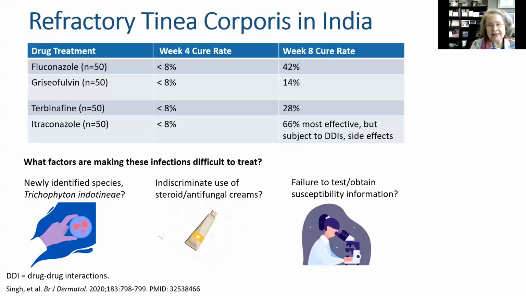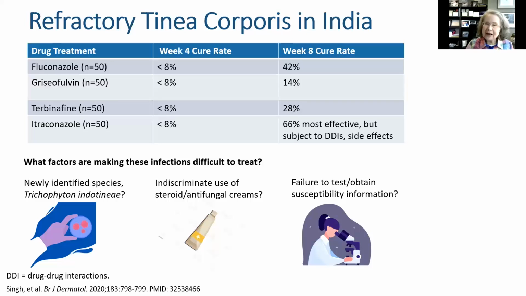Here's the problem in India. There are two things going on. We have dermatophyte resistance from our friendly Trichophyton rubrum and probably Trichophyton mentagrophytes also. But we also have the newly identified organism, Trichophyton indotineae. How did this occur? It started in India.